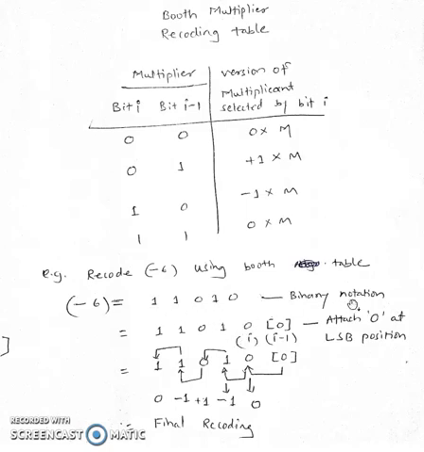Okay, now how to recode these binary values? Let's understand. Initially we have to attach a 0 at the rightmost position, at the LSB position. Okay, so a 0th bit is added at the LSB, and now this is our I minus 1 bit and this bit is the ith bit. So we have to move from right to left. So compare these two bits, it's 0 0. So the ith bit should be replaced by 0, because 0 0 bits indicate the multiplier bit 0.